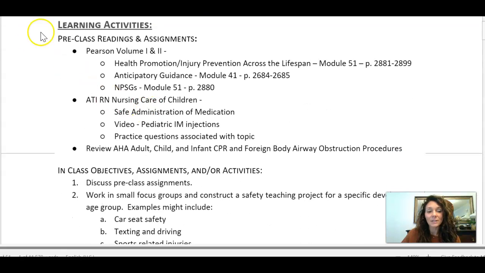The learning activities are broken into 3 different categories. There are pre-class readings and assignments. These are things you should be doing prior to coming to class. It will help you follow along, and it will help you understand what I'm talking about, particularly whenever we start talking about sexuality and reproduction. If you do not read before you come to class, you are going to feel lost.